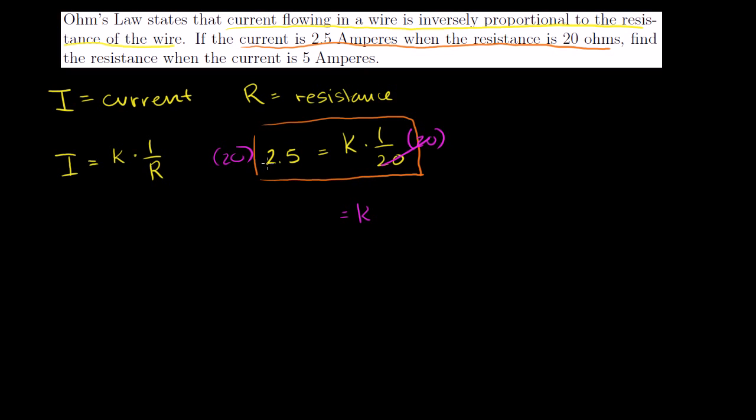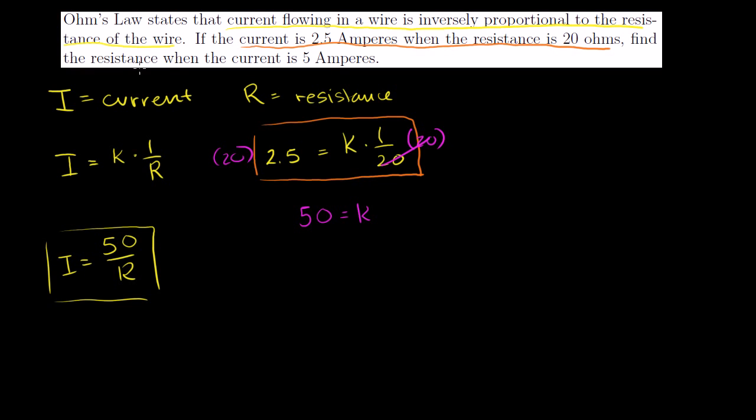20 times 2 is 40. 20 times 0.5 is 10. So it's going to be 50. 40 plus 10. So k is equal to 50. So in this situation, this equation is I is equal to 50 times 1 over r, or 50 over r. That's our relationship right there.